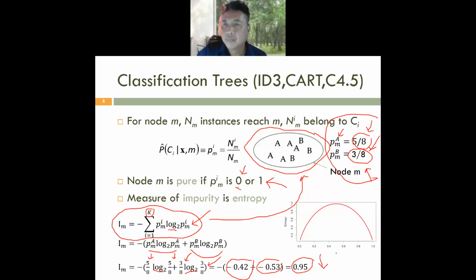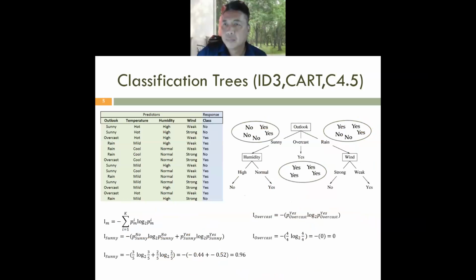Okay, let me give you another example. We have this table, and this is our class. We will say we will play if we have certain conditions. These are the independent variables we have, 1, 2, 3, 4. And this is the table that we have.